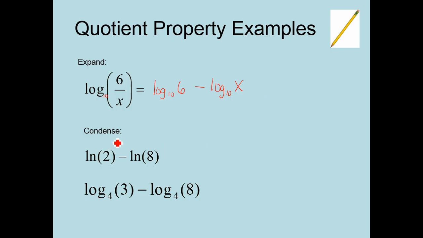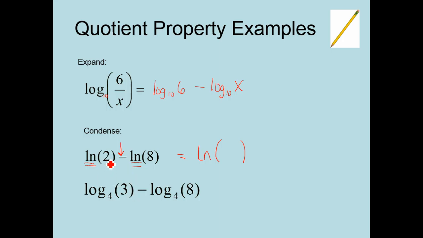Now, if I have to condense backwards, we just need to do this in reverse. Notice how I have a natural log on both of my terms. That means I was dealing with a natural log. What was happening with that natural log? Were things being multiplied? Were things being divided? Well, notice the subtraction sign tells me that something was being divided. That's the quotient property for logs, that subtraction is equivalent to division when we expand it out or condense it back.